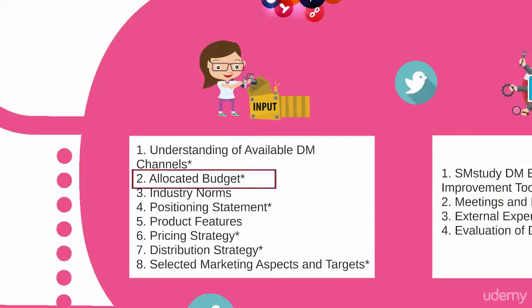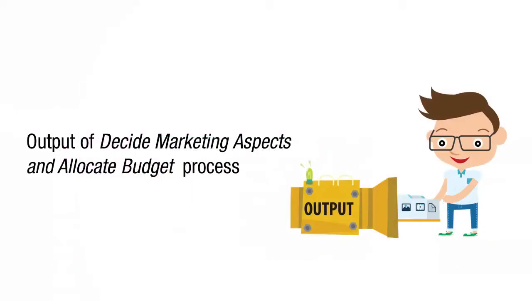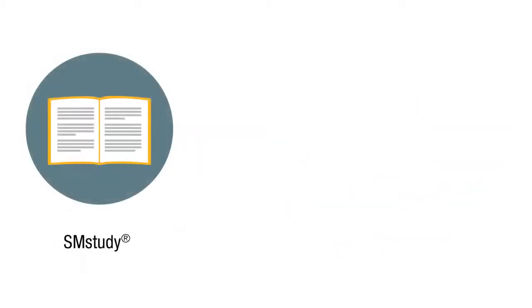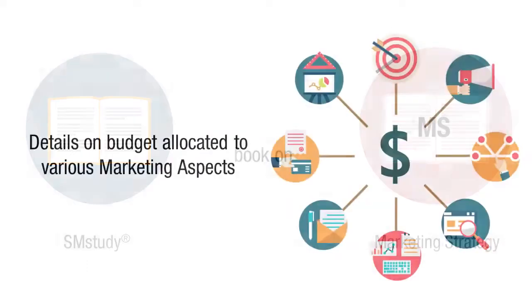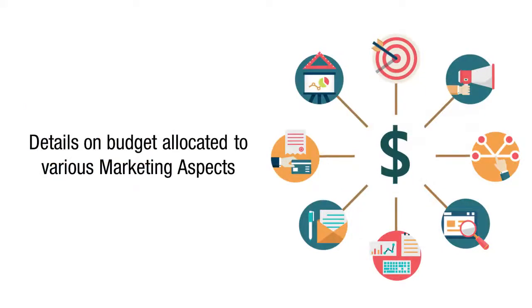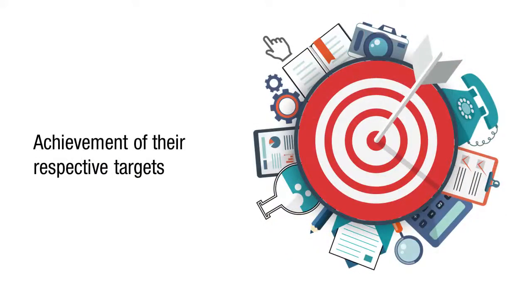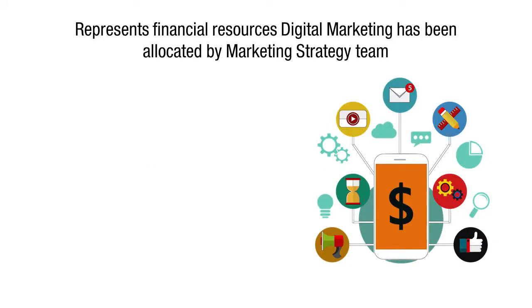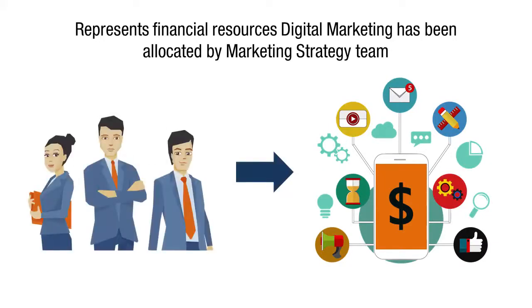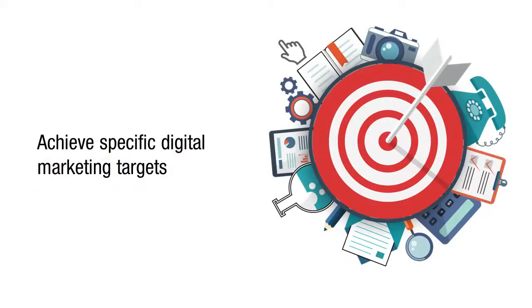The allocated budget is another input. This is an output of the Decide Marketing Aspects and Allocate Budget process in the SMstudy book on marketing strategy, which contains details on the budget allocated to the various marketing aspects, including digital marketing, toward the achievement of their respective targets. The following items should be considered when allocating a budget to digital marketing. Amount of budget allocated. This represents the financial resources that digital marketing has been allocated by the marketing strategy team to use in order to achieve specific digital marketing targets.